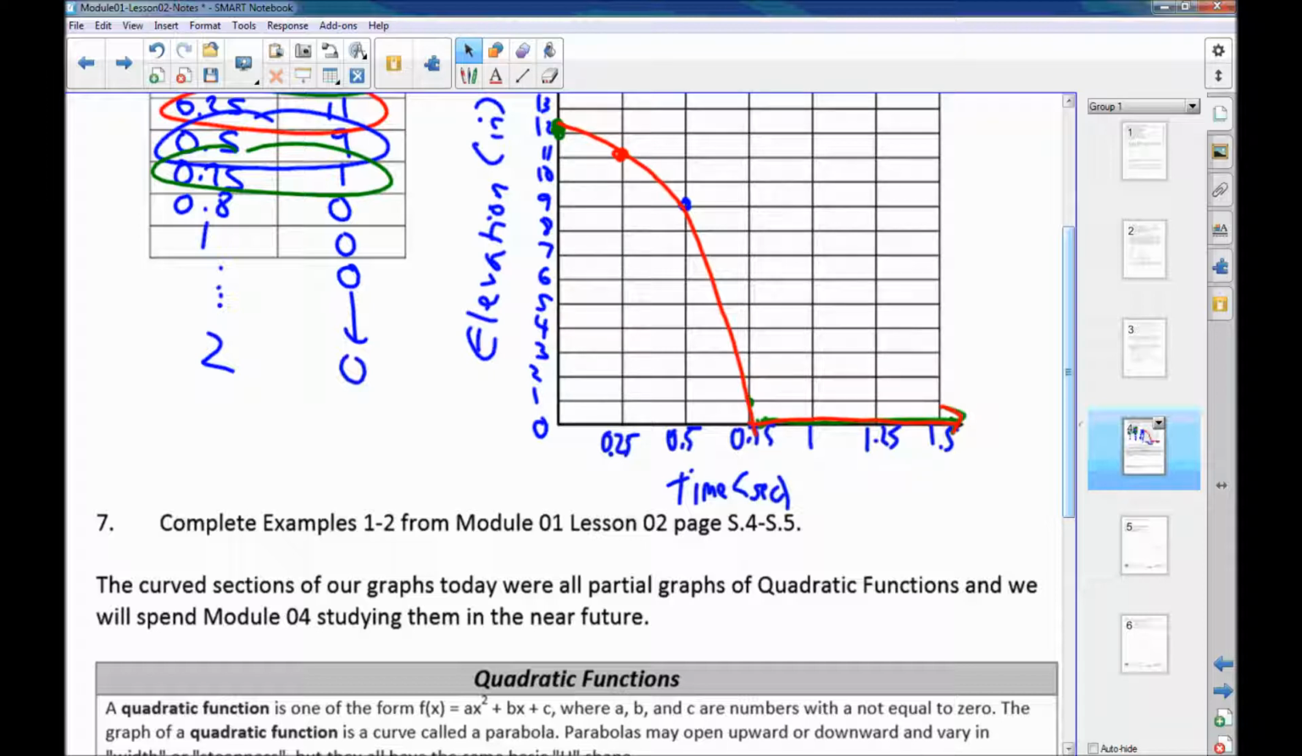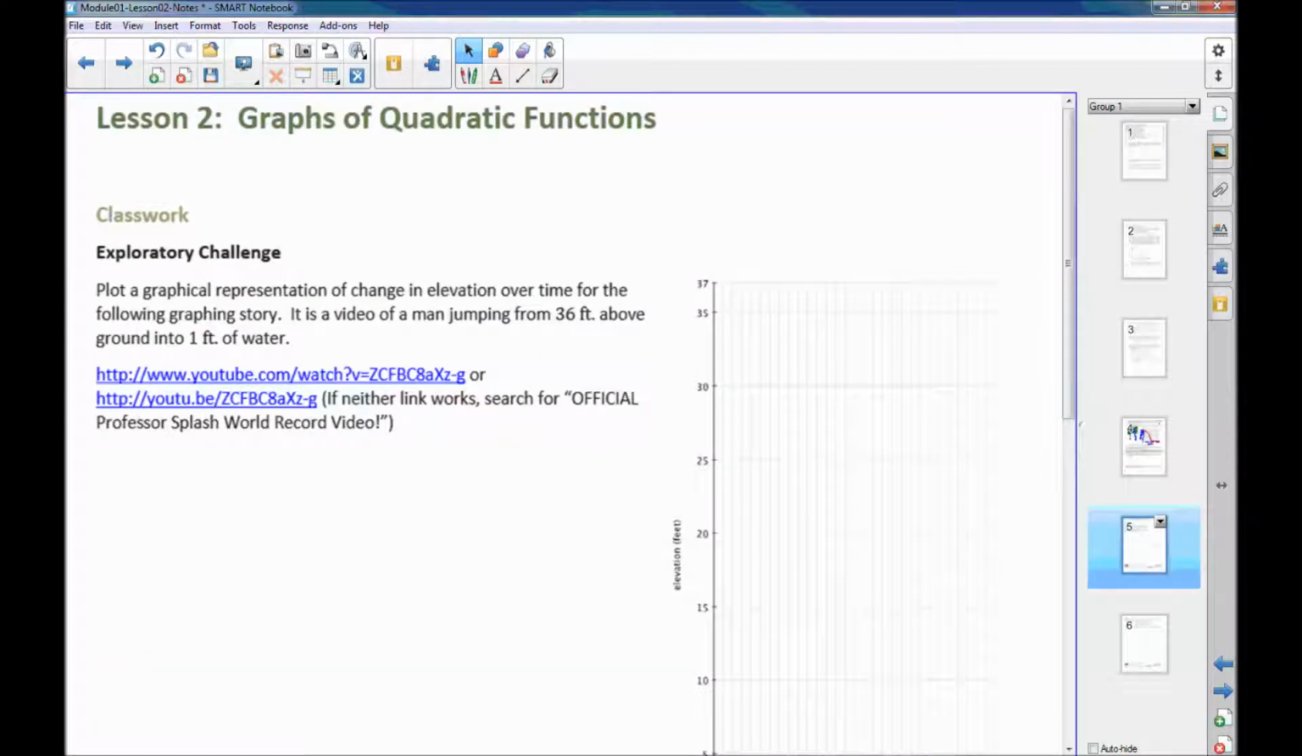All right. So now we're going to open up our module. So to Module 1, Lesson 2. And on pages S4 and S5, we're going to do two of the problems. So the first problem is this one. So it's the first page in Lesson 2. It's our classwork. We have an exploratory challenge. And we're going to watch a man jumping from 36 feet above the ground into 1 foot of water. And this is a world record that he did for the highest jump into a shallow pool. And his name, I think here, was Professor Splash. Okay.